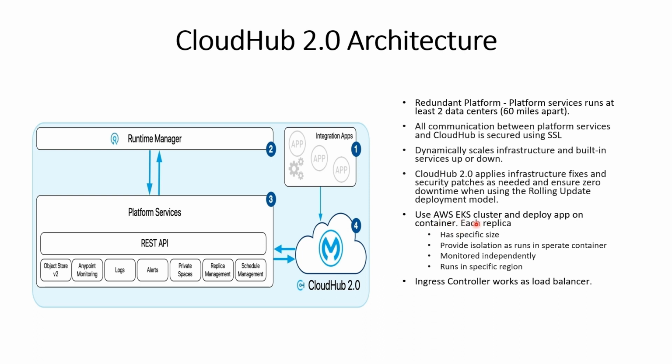CloudHub 2.0 uses an AWS EKS cluster and deploys the application inside containers. So each replica is deployed in a separate container and each replica has a specific size like 0.1 vCore, 0.2 vCore, 1 vCore, 2 vCore, etc. Each replica provides isolation because it runs on a separate container. Each replica is monitored independently and it runs in a specific region. CloudHub 2.0 uses the ingress controller as a load balancer. So it load balances the requests across different replicas with the help of the ingress controller.